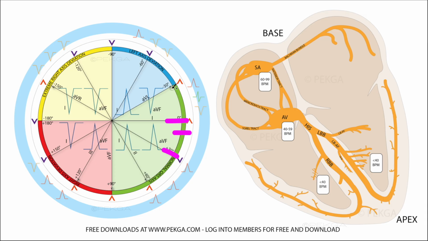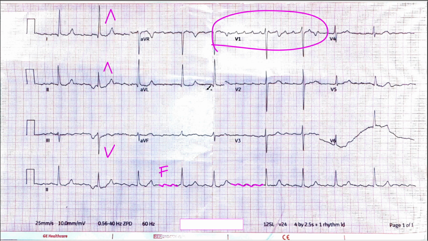One side note here, when it comes to left axis deviation, the pathological finding starts at negative 30 and beyond, right? Negative 30 to 0 is considered non-pathological left axis deviation, or normal. Okay, going back to the 12 channel strip. So, okay, the axis is fine.